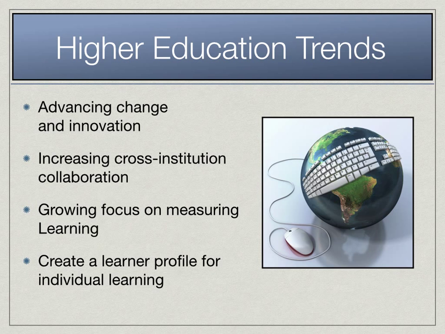Higher education trends are dealing with similar trends and challenges using technology. Some major trends are advancing cultures of change and innovation, increasing cross institution collaboration, which is a strategic common goal among educators, creating a learner profile, which is a huge deal, gathering and analyzing large amounts of data, and by analyzing individual students' integration online, they can create their own individual piece.